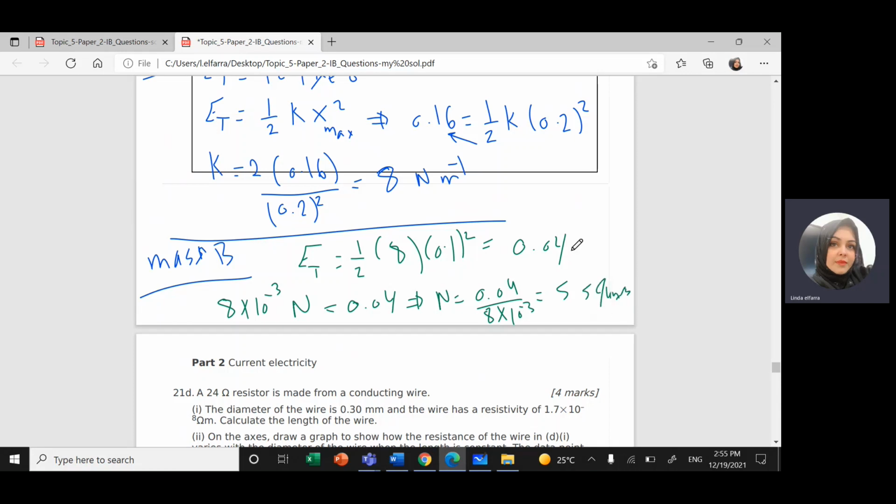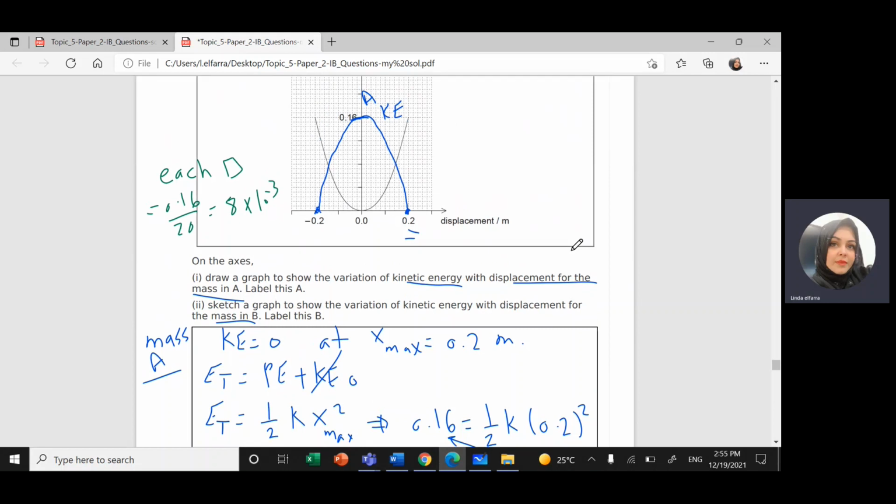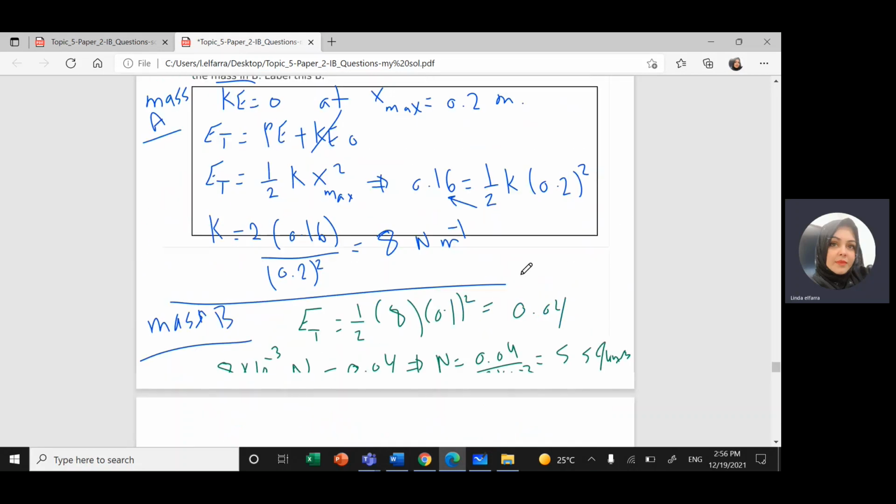So basically it will be here. This one. 0.04 maximum. And this is 0.1, negative 0.1, and here 0.1. And this will represent the kinetic energy for B. Okay, this question is a little bit long.